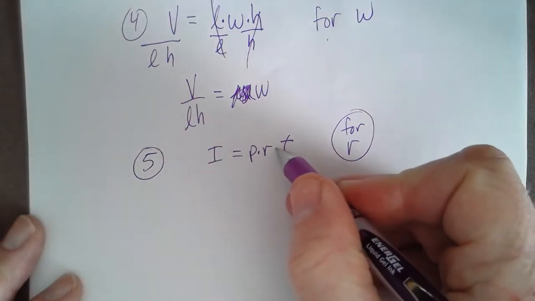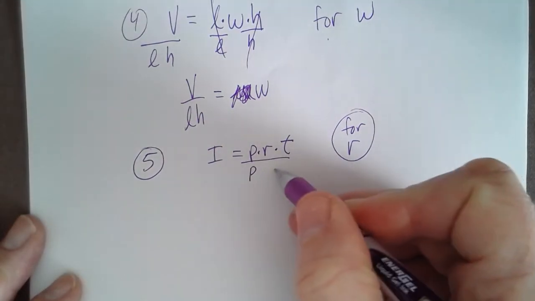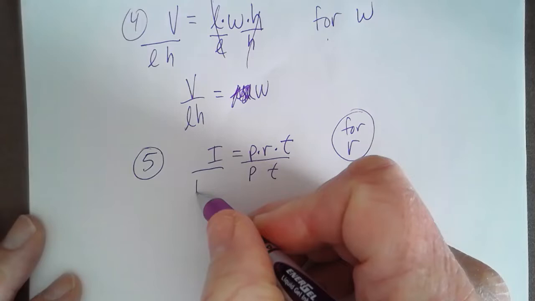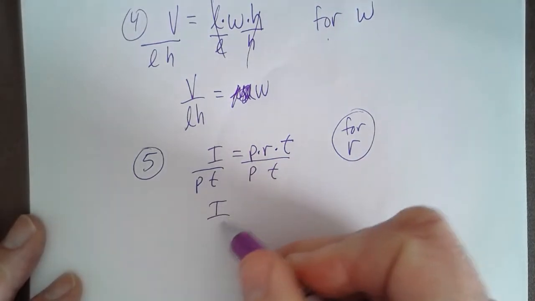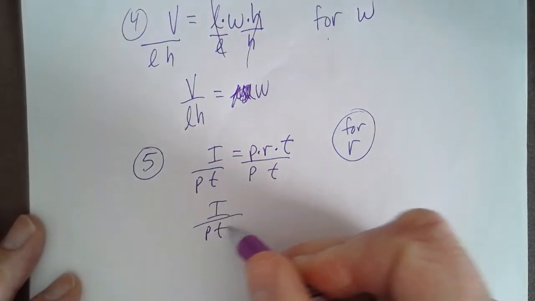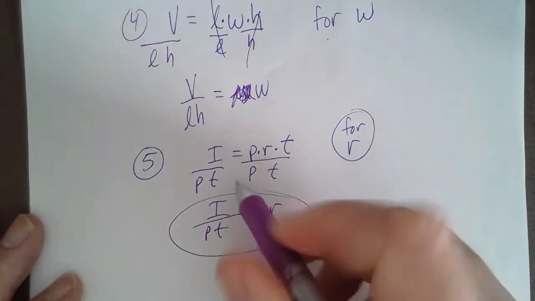All right, so there's multiplication in between those, just like on the last one. So we're going to divide by P and T. So I divided by P times T is equal to R.